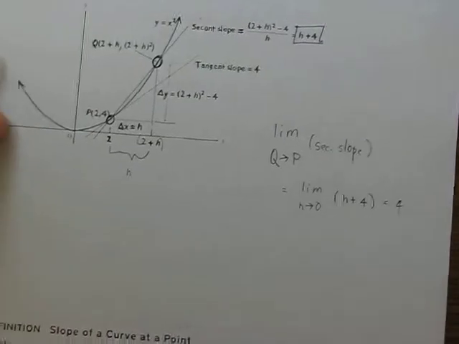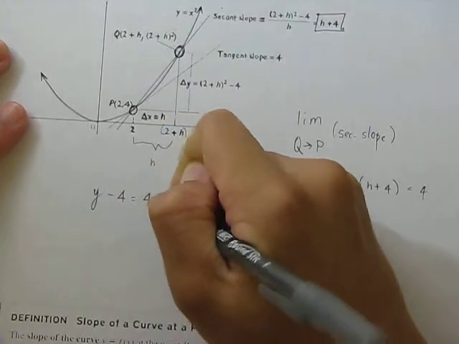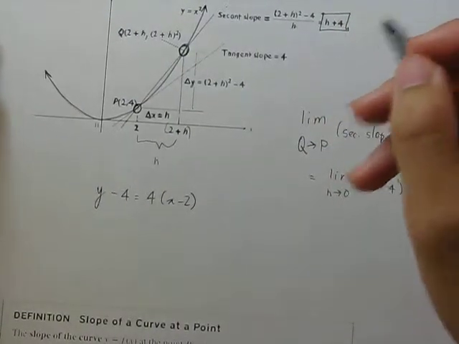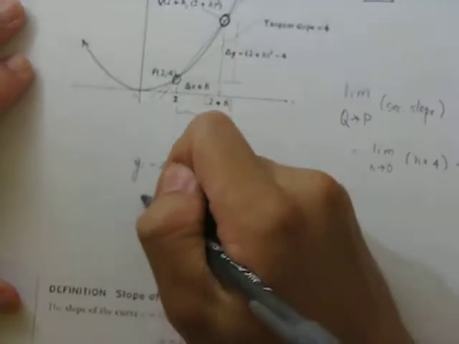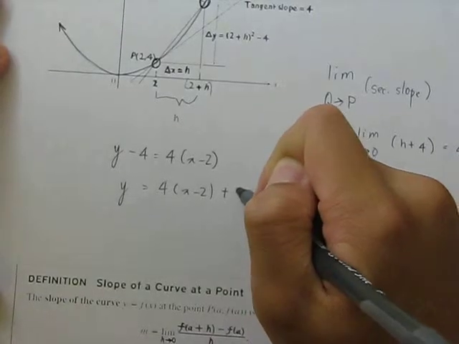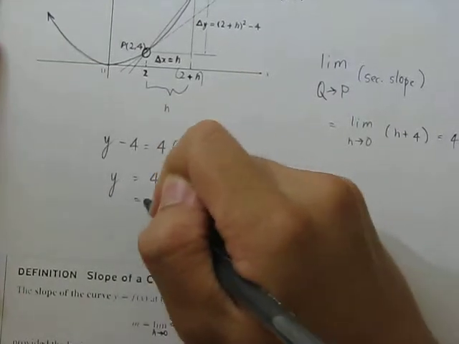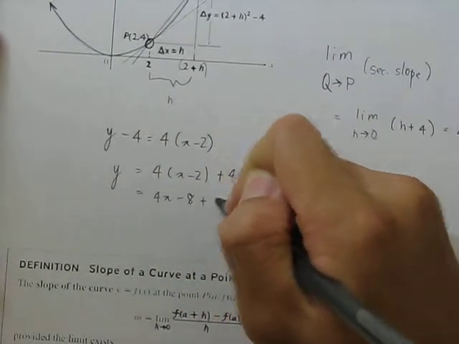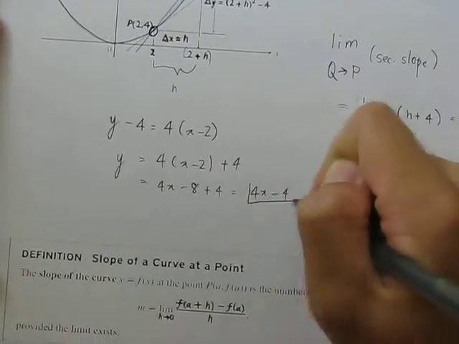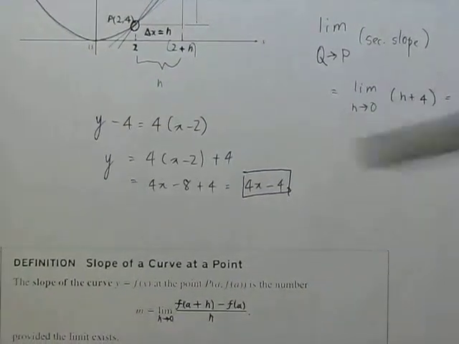So what we have is y minus 4 equals 4 times (x minus 2). This is your y minus y1 equals m times (x minus x1) formula, right? And you basically shift this over, add a 4, so what you do is 4x minus 8 plus 4, and you get 4x minus 4. This is the equation of your line. So y equals 4x minus 4, right?